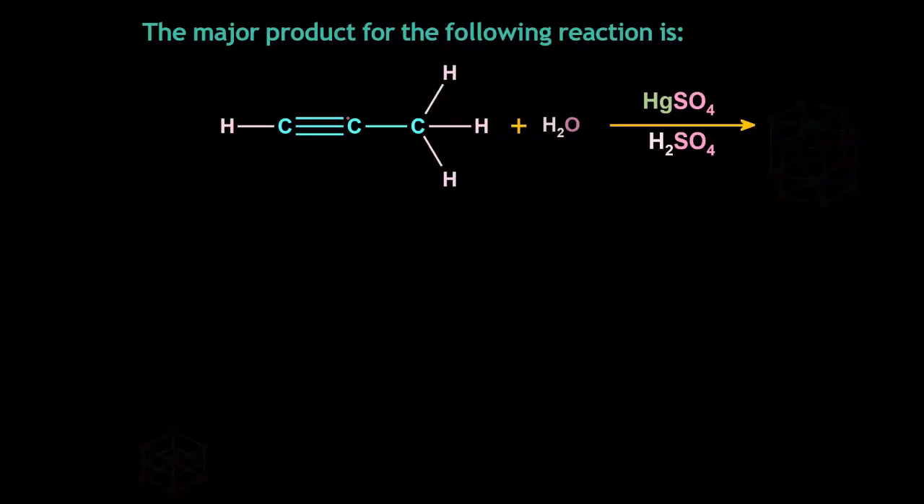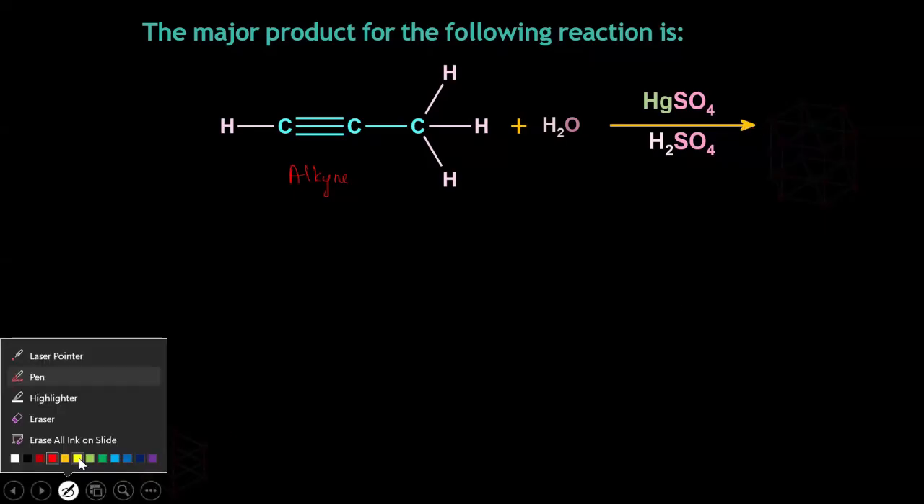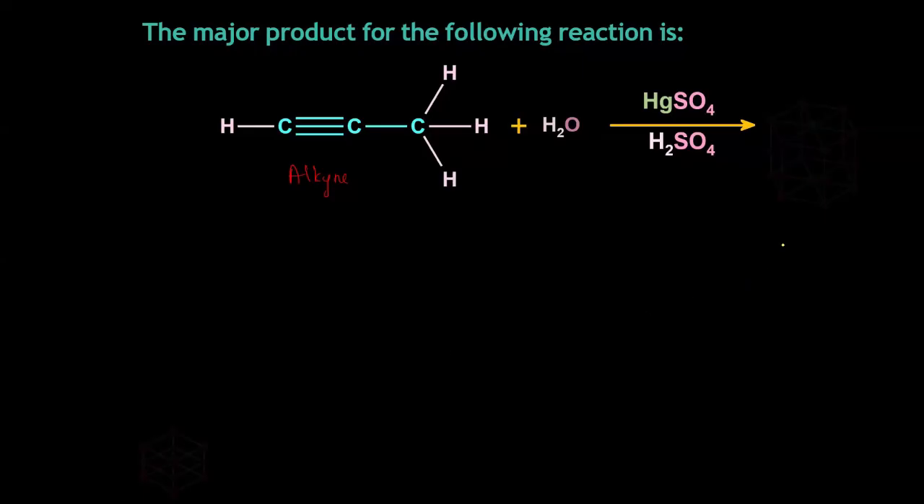Okay. Actually, this is a different example. Sorry, this is not a halide. So what is this? This is an alkyne. So what happens with the alkyne when it reacts with water in the presence of HgSO4 and H2SO4? We saw tautomerization. I told you now. First, it will form the alcohol and then it will form the ketone or aldehyde. Either it will form the aldehyde or ketone.